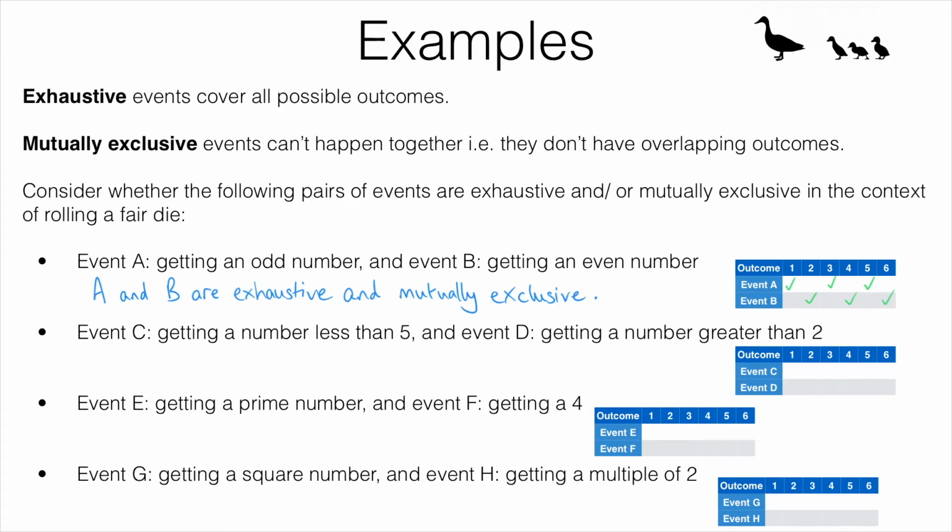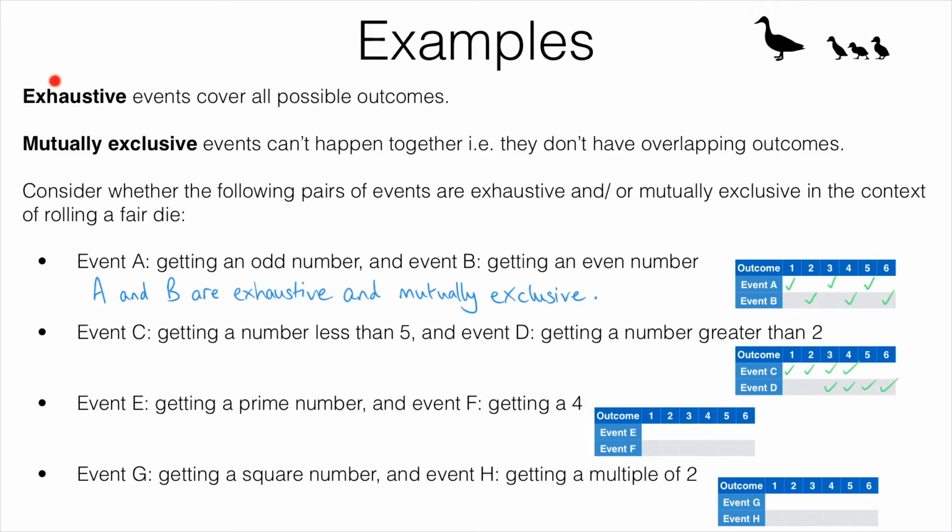Let's go through them. Event C is getting a number less than 5. That means anything up to 4 on a die. So event C covers these outcomes, 1, 2, 3, and 4. Event D is getting a number greater than 2. So that means getting a 3, 4, 5, or 6 on a die.